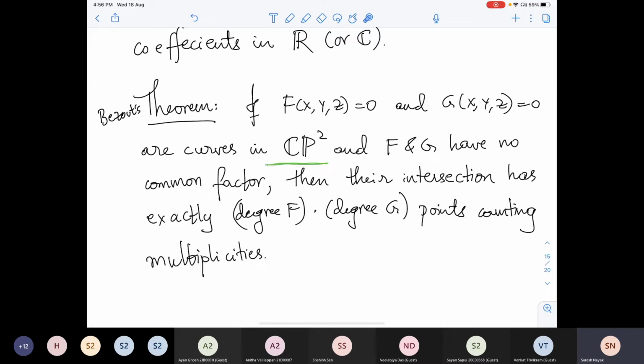This theorem says that if you have two curves in CP2, which means two non-zero homogeneous polynomials of some degree m and n, let's say, whatever. Now the important part is I have no longer put RP2. Here you have to put CP2, and F and G have no common factor. Unfortunately, that is one condition you have to put. Then their intersection has exactly what you expect, degree F times degree G points, counting multiplicities. So provided you are counting multiplicities, that's the other thing.